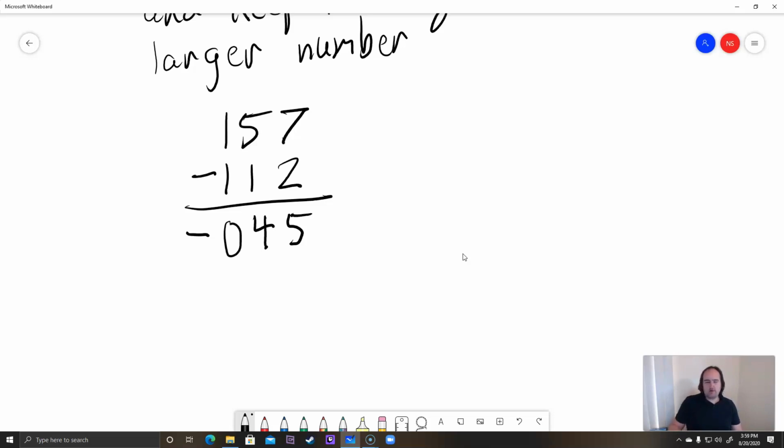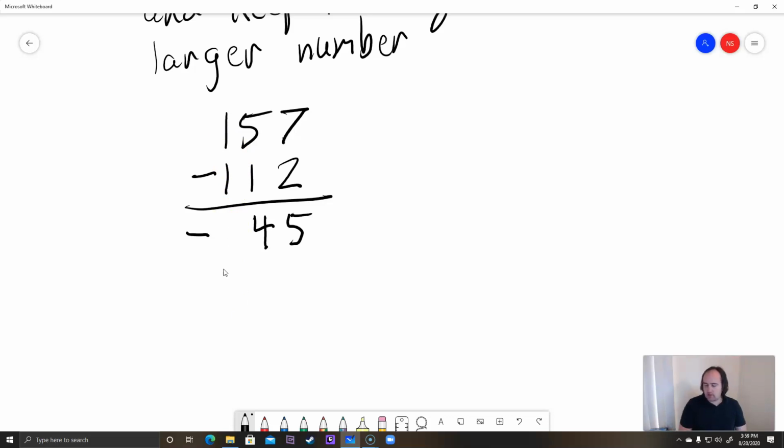Okay, but remember, if your highest place value has a 0, then you don't have to write this 0. So 1 minus 1 is 0, but we don't have to write the 0. So I'm going to go ahead and erase that 0.